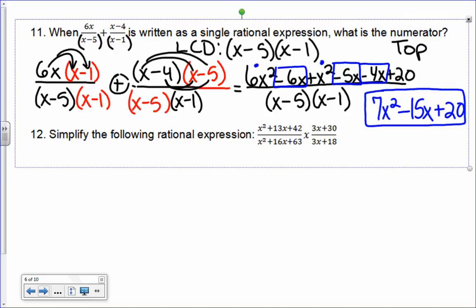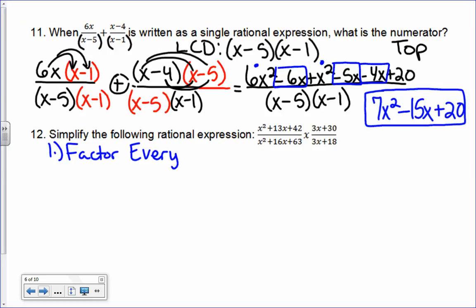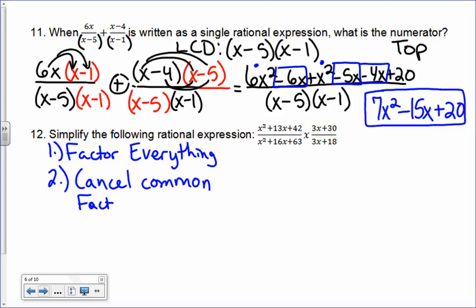Okay. Number 12 wants us to multiply. Now, if you remember on these, when you multiply, even when you divide too, the first thing you should try to do is factor everything. So you want to factor everything. And then any factors that are common on top and bottom, you want to cancel. So if you look at this one, and again, I'm not going to do the whole x method because these two should be real simple.